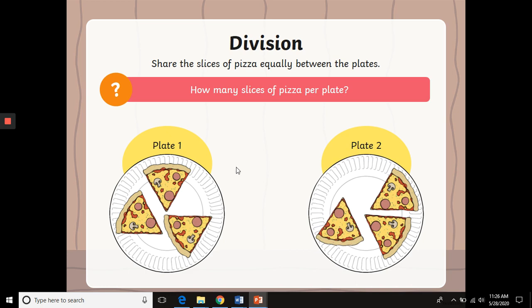As you can see, there are 3 slices of pizza on this plate and 3 slices of pizza on this plate. They are shared equally. There were 6 in total and they were shared between 2 plates. So when 6 is divided between 2 plates, each gets 3. Now let's go to the next one.